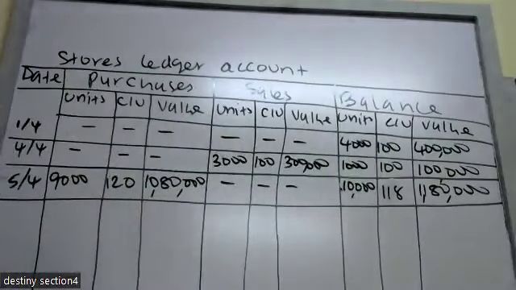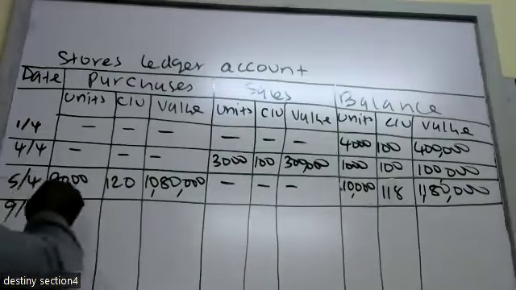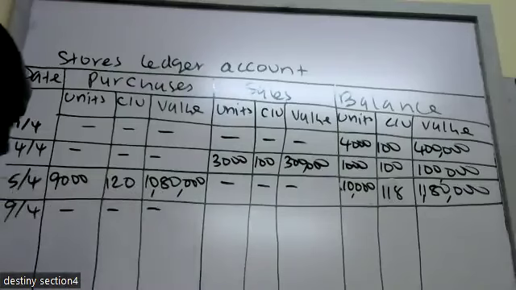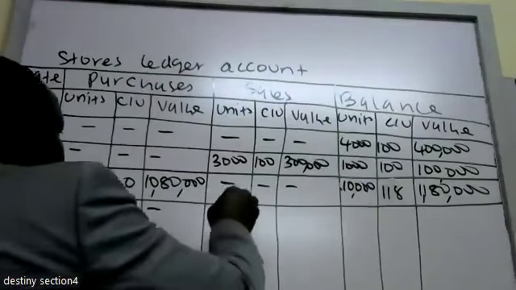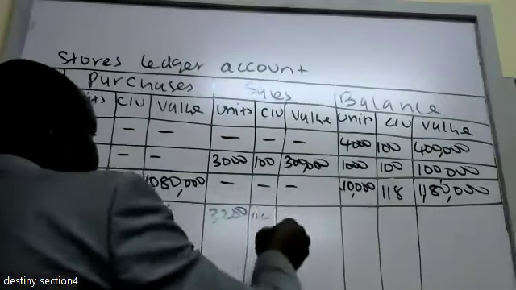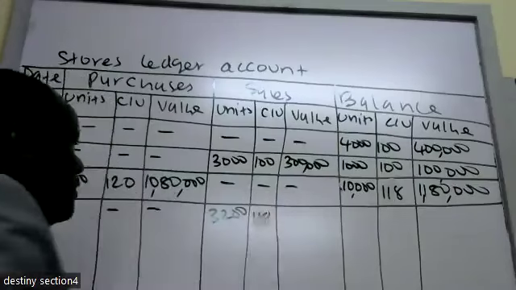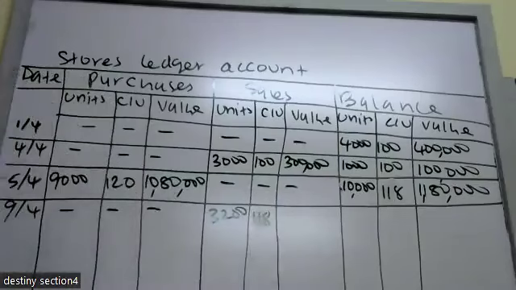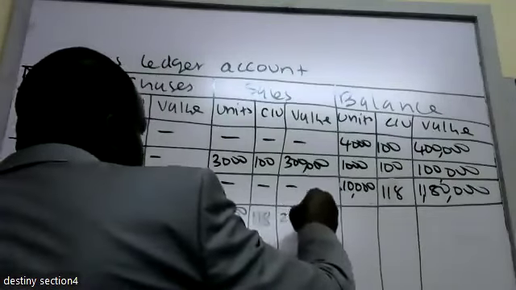So we go to the next step. The next step is what? On the 9th, what happened on 9? They are able to issue 3,200 units. So these ones, you issue them at the cost per unit, which is 118. Issue them at that cost per unit, which is 118. That gives 377,600.